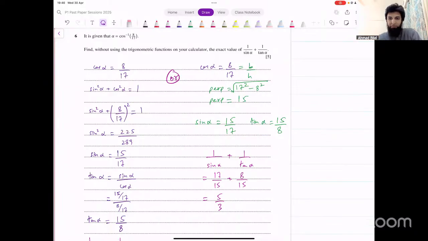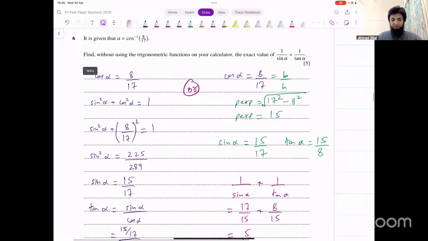Any issues with this? So yes, both of these methods work. All right, good. Let's move on to the next one now. This was question number 6. Yes, so both of these methods work. We've discussed both of them, right? Both of these methods work.